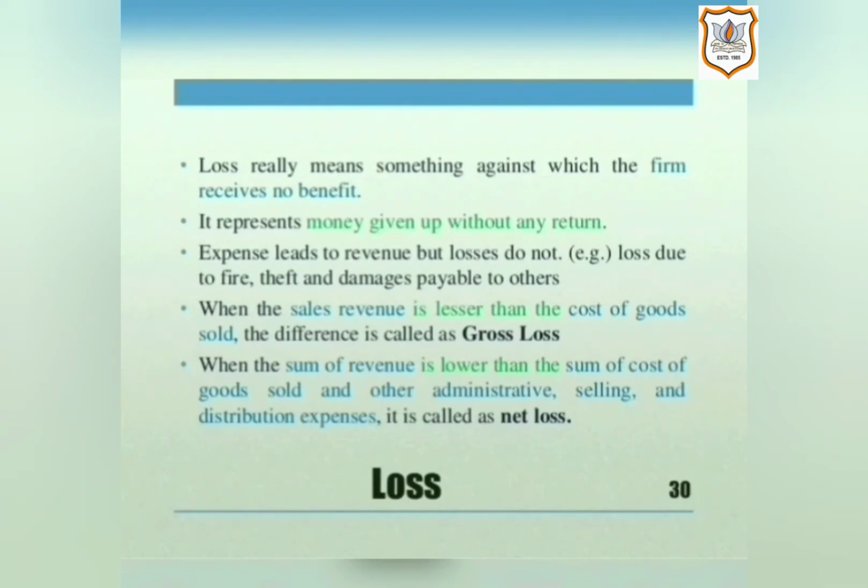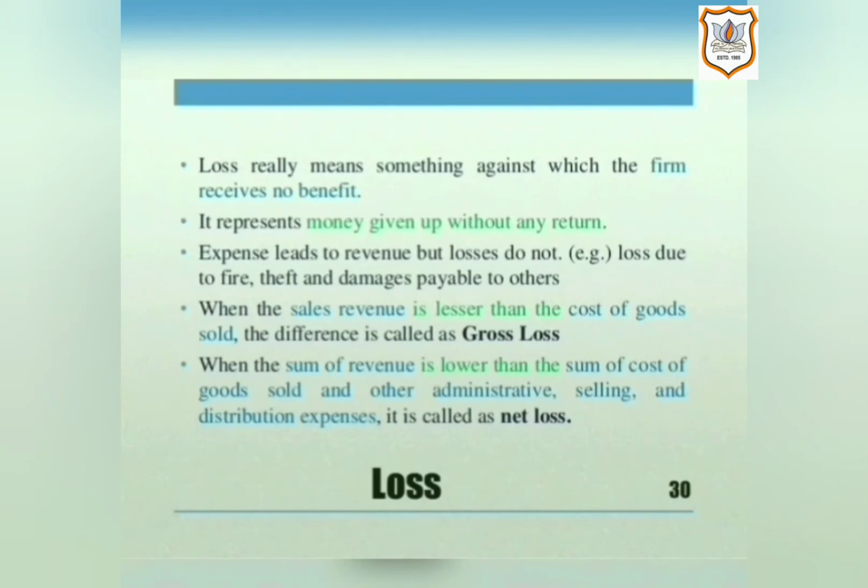Sometimes there can be happening of loss without doing any kind of activity. This is also recorded in the books of accounts. For example, goods destroyed by fire, goods stolen, goods destroyed due to rain. Loss also arises from events of non-recurring nature, which is called capital loss. For example, loss on sale of fixed assets.